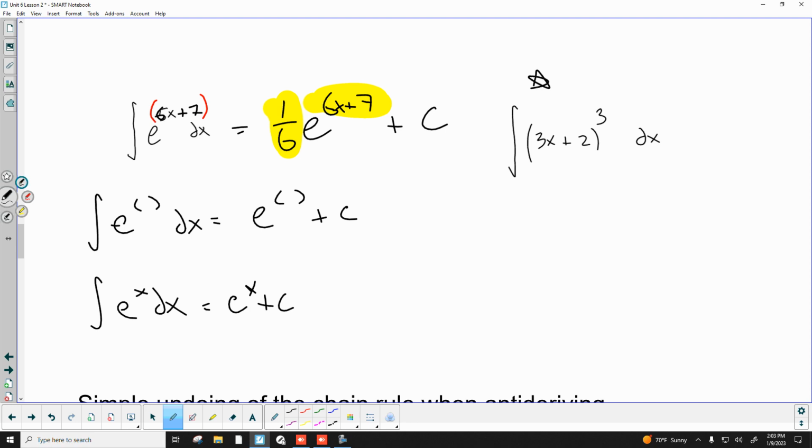Everybody's taking the antiderivative of the inside. Don't take an antiderivative of the inside. What starts on the inside stays on the inside. Think about what you get when you take the derivative of the inside.